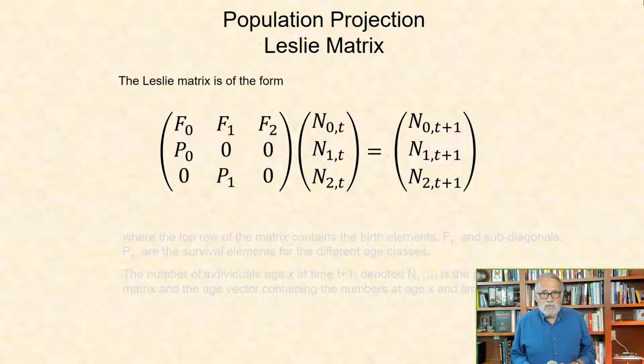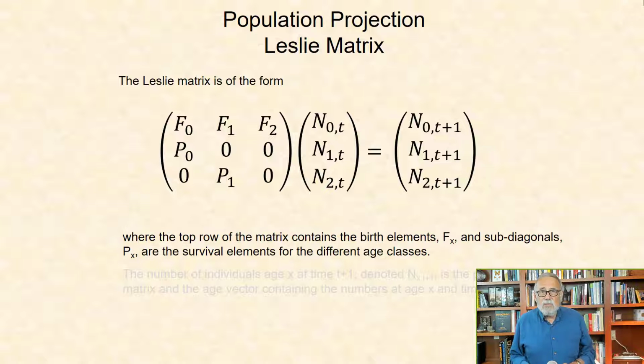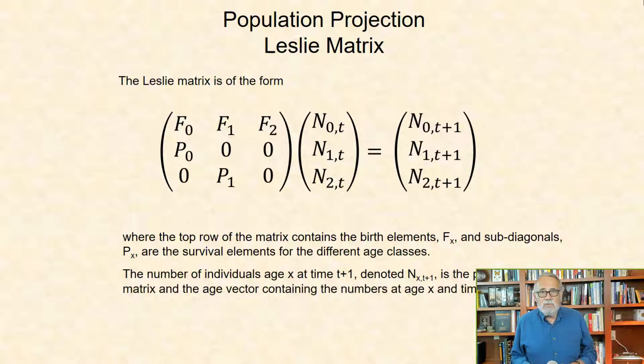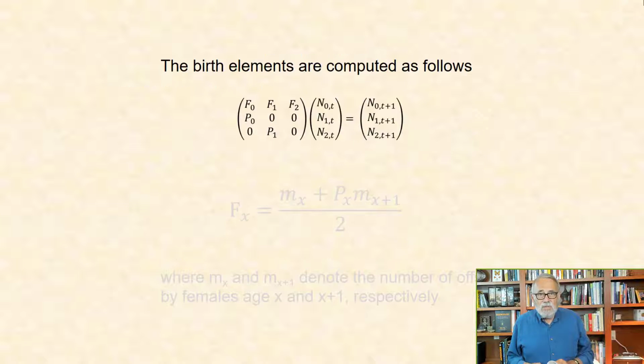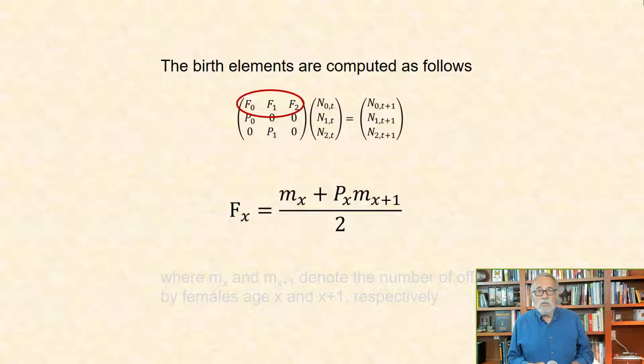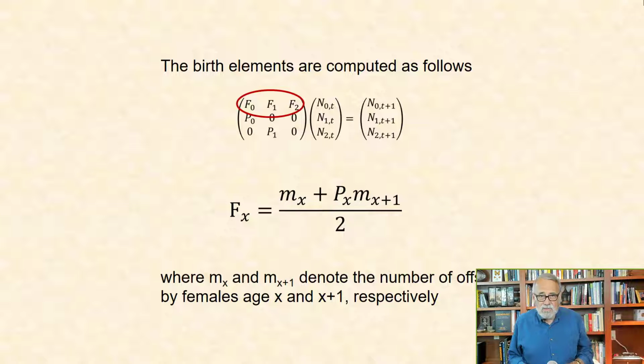The Leslie matrix is of this form, where the top row of the matrix contains the birth elements fx and the subdiagonals px are the survival elements for the different age classes. The number of individuals age x at time t plus 1, denoted nx,t+1, is the product of the matrix and the age vector containing the numbers at age x and time t, nx,t. The birth elements are computed as follows, where mx and mx+1 denote the number of offspring produced by females age x and x plus 1 respectively.